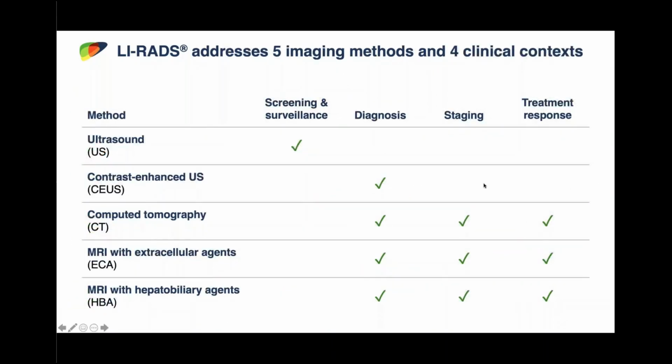Now, just to repeat what I said on the prior slide, but put it in a slightly different way, I'd like to emphasize that LI-RADS currently addresses 5 imaging methods, and the imaging methods are shown here: ultrasound, contrast-enhanced ultrasound, CT, MRI with extracellular agents, and MRI with hepatobiliary agents such as gadolinium. And the 4 clinical contexts are shown here.